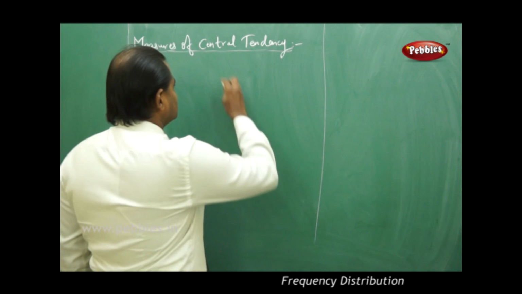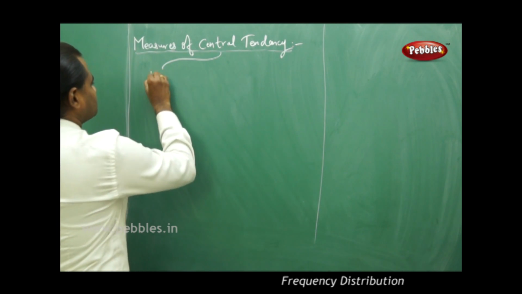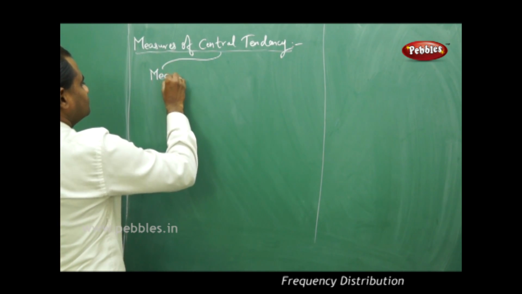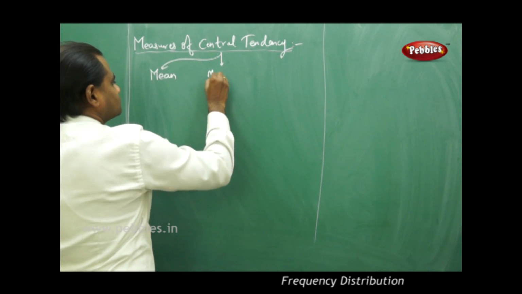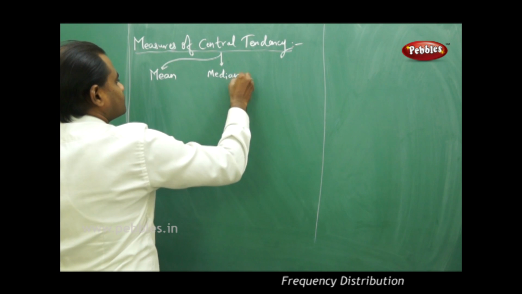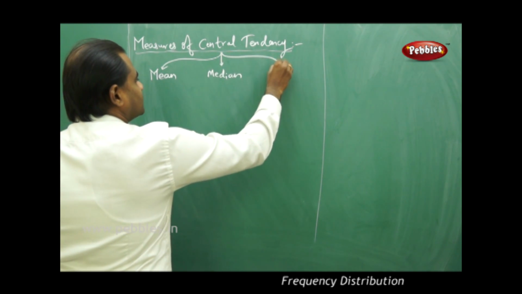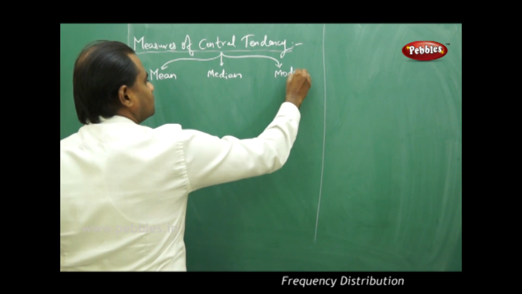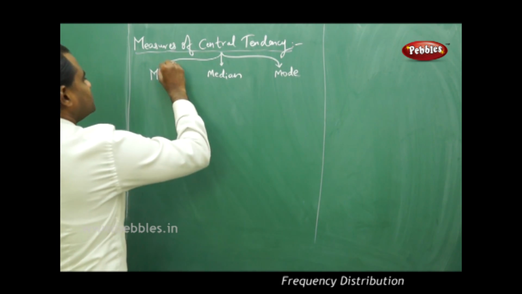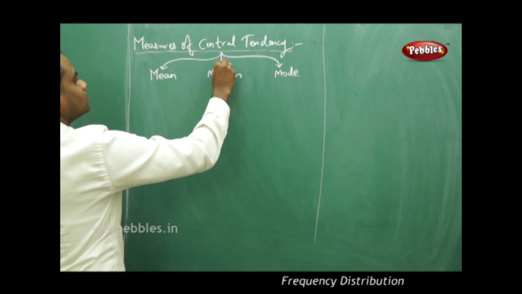One being the first, which is mean. Then the other is median. Thirdly, it is mode. So it is mean, median and mode.